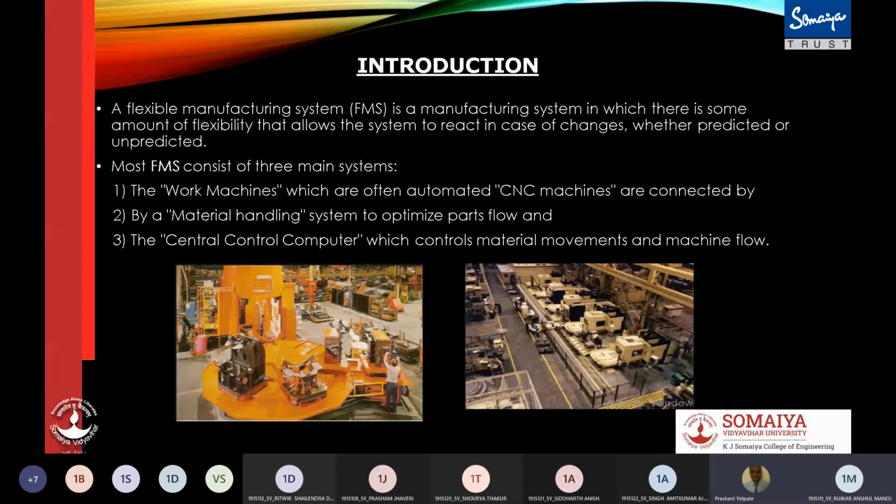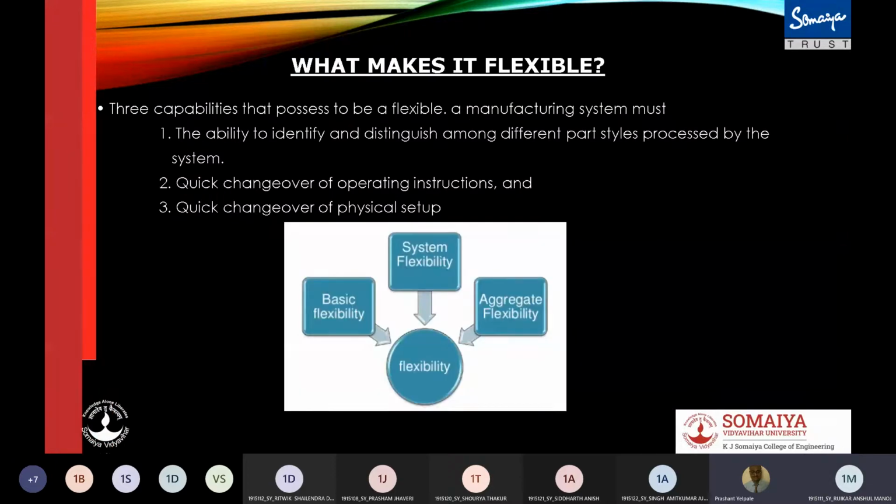What makes it flexible? The ability to identify and distinguish among different part styles processed by the system. First point. Second, a quick changeover of operating instruction and quick changeover of physical setup. The below diagram shows the three basic types of flexibility. Now, next slide.